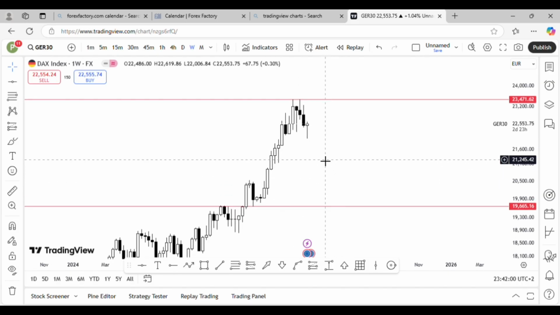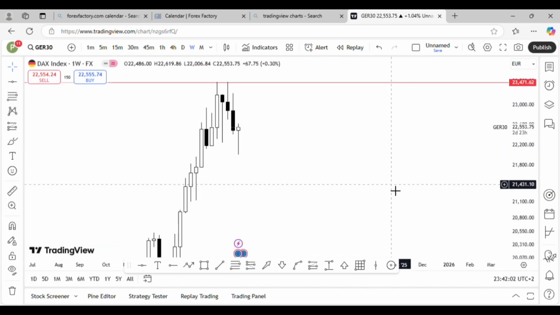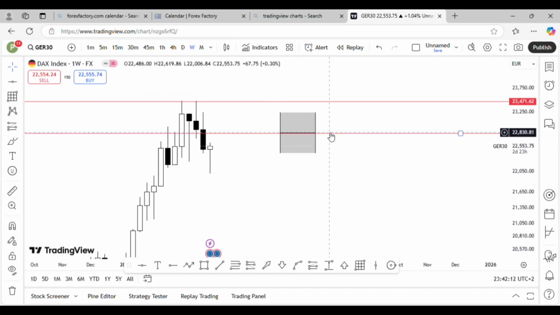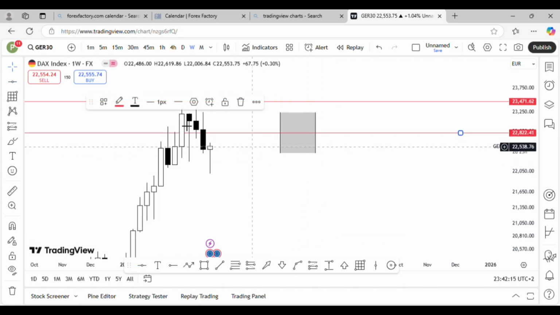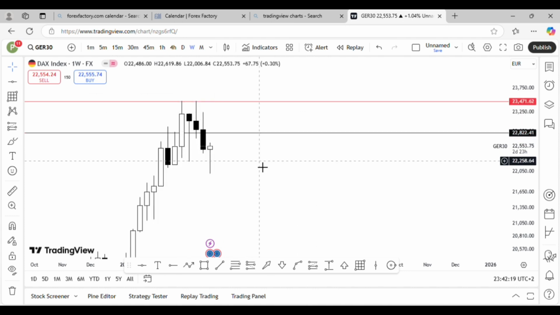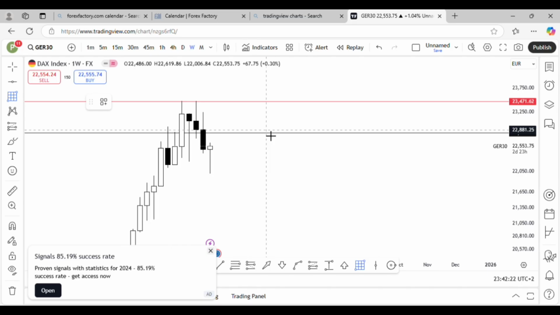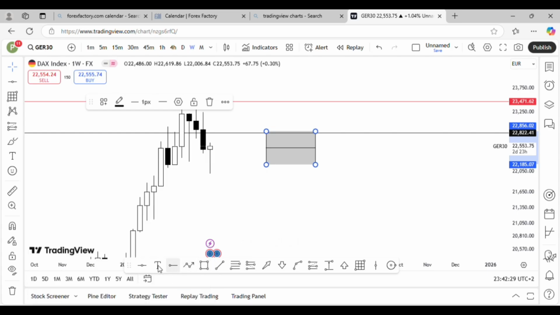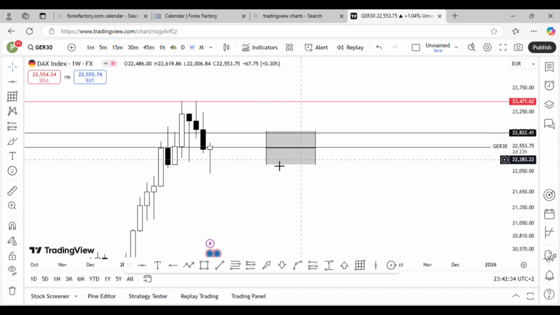So now what am I looking for? I am looking for my equilibriums at this point, guys. So now I am identifying my equilibriums. Some know them as discount and premium. You might as well call them like that. So I'm actually looking for those ones.